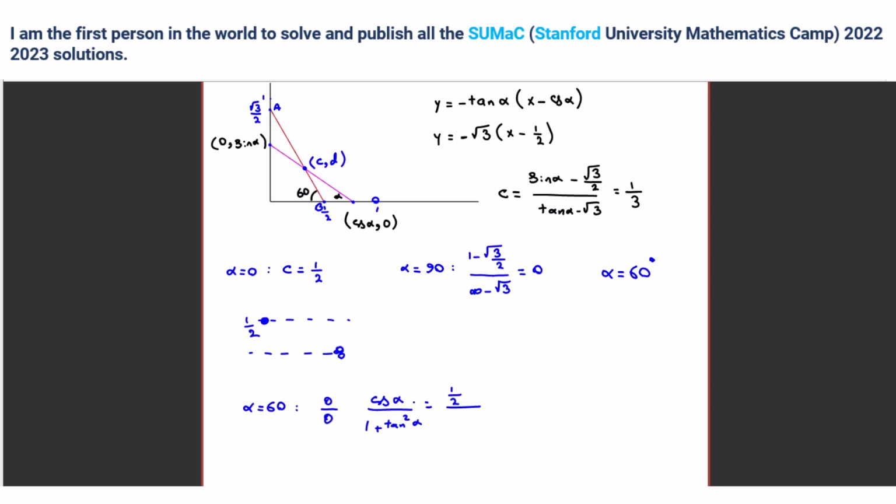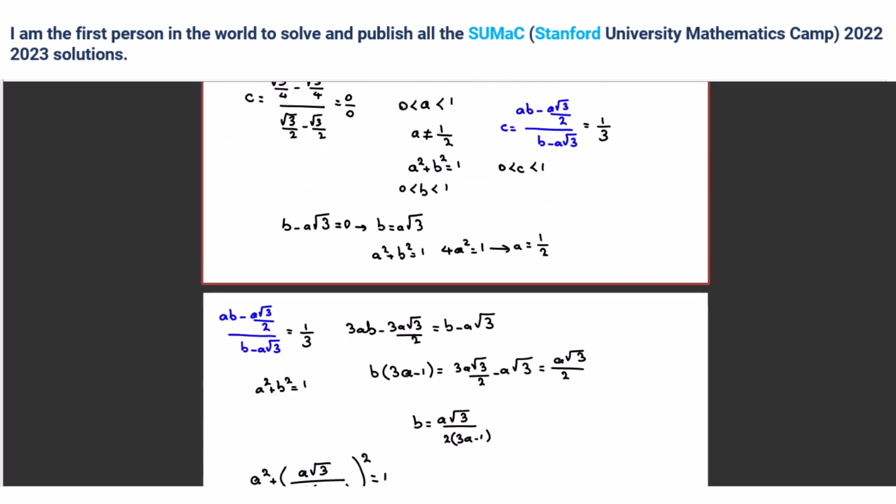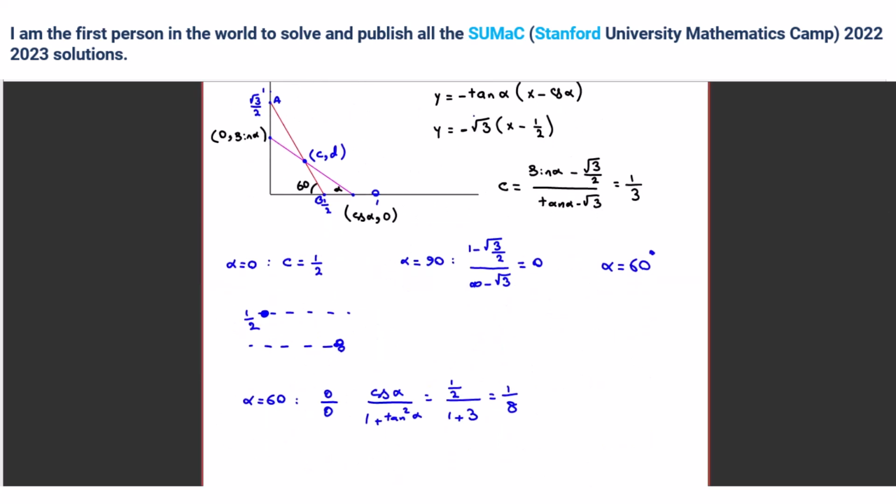Yes, secant squared. So 1 plus tangent squared is what? Secant squared. It's 1 plus tan squared, which is 4. So it's 1 over 8, right? Secant squared is 1 plus tan squared, okay? So 1 over 8. Now, in the AIME, you can plug in and solve for the answer. But here we want to prove why this one cannot be equal to 1 over 8, okay?